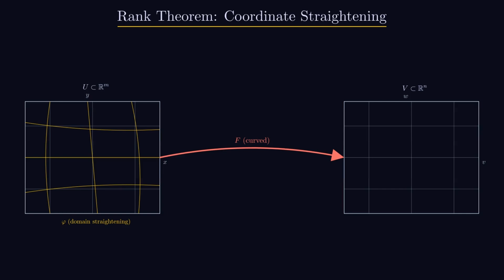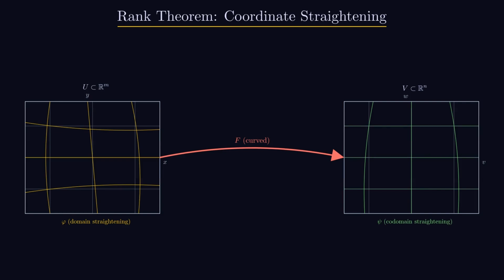The first coordinate change phi acts on the domain. It is a local diffeomorphism near the base point constructed using the inverse function theorem, and it straightens the first r components of F to the identity map on R^r. After precomposing with phi inverse, the map F composed with phi inverse sends (x, y) in R^r times R^(m-r) to (x, r tilde of (x, y)), where x passes through unchanged.